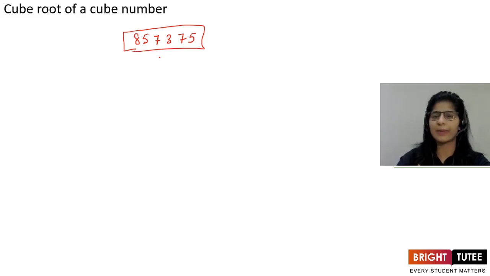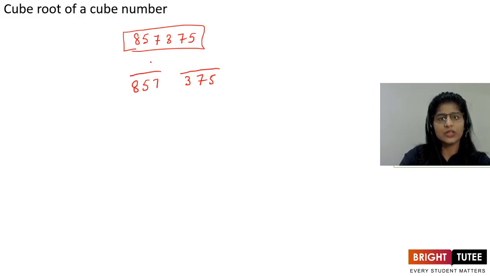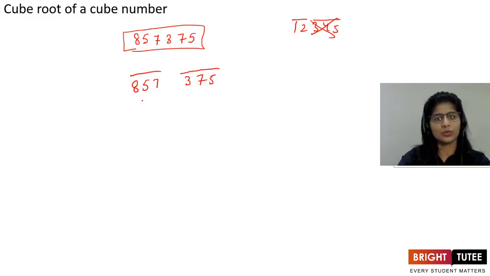Every time we will make a group of 3 digits starting from the rightmost side. So 375 is there, we will make a group like this, okay, and 857 is another group. If suppose we had 5 digits, then the first group would be 3 digits and the second group would be of 2 digits only, right? So right now we are considering this one. Now these are 2 groups, this is one group, this is another group.